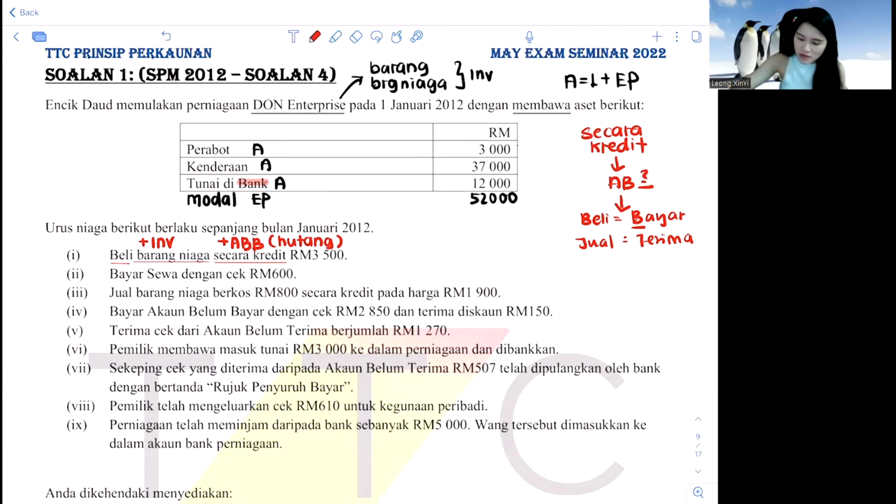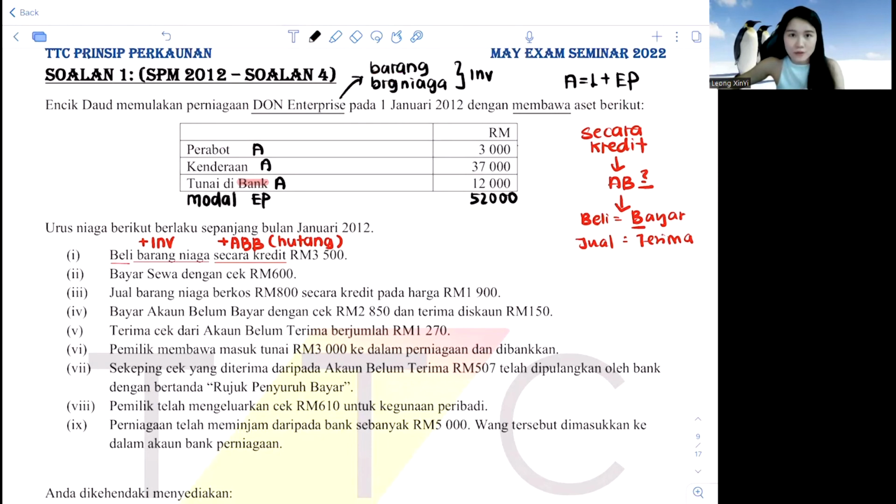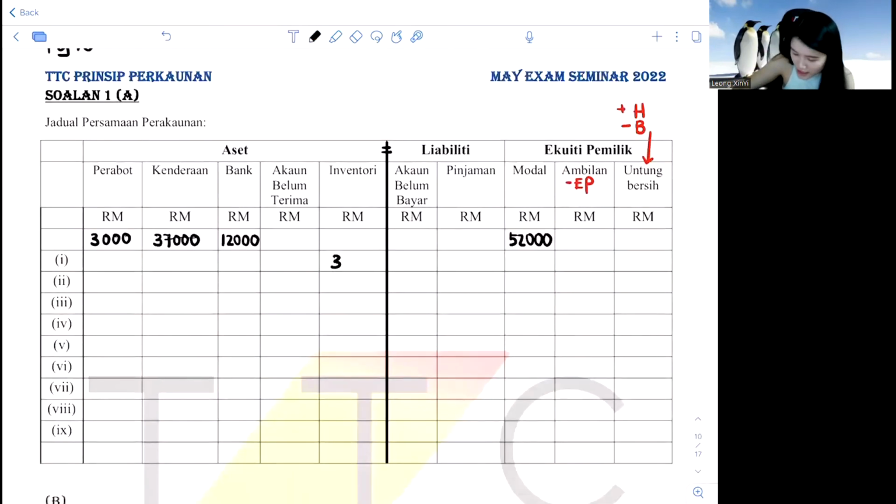Okay, so let's put it into our table. 3,005 for both inventory and account belong buyer, yeah? 3,500, 3,500. So can you see your left and the right side is now balanced. Okay, so we continue to the second transaction.